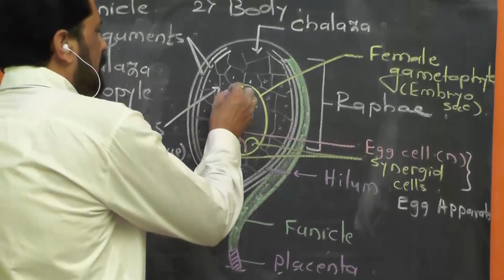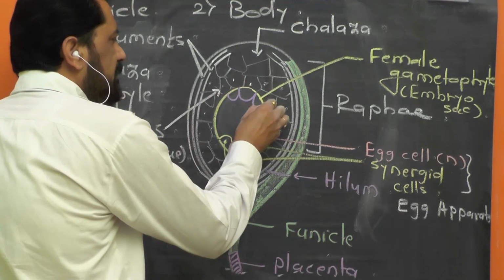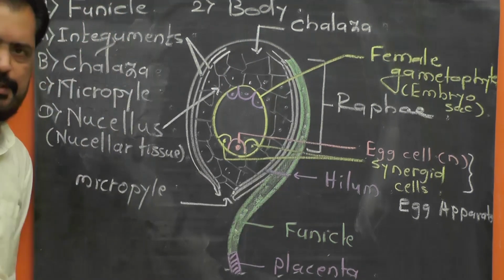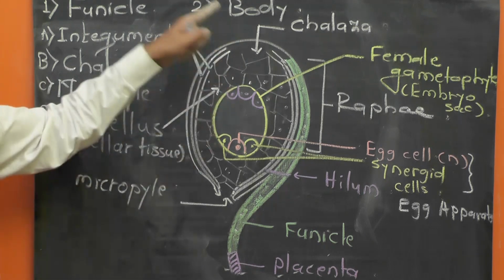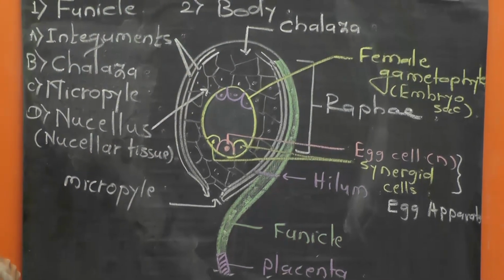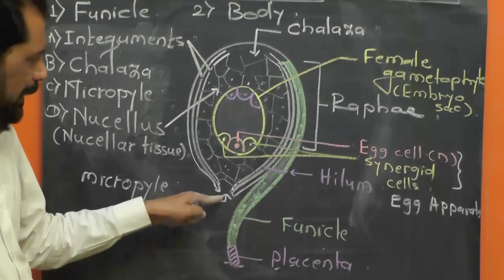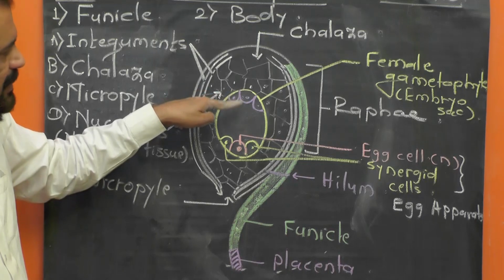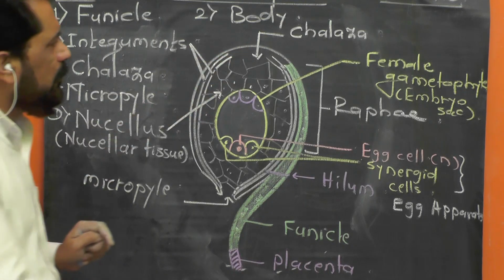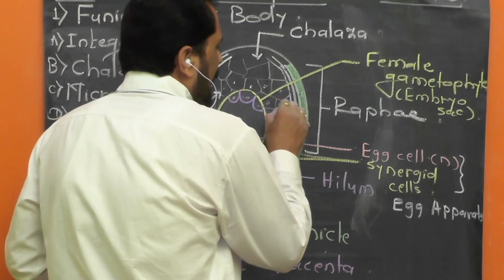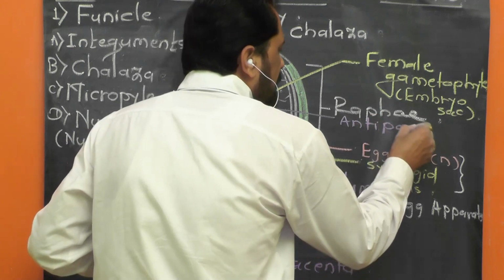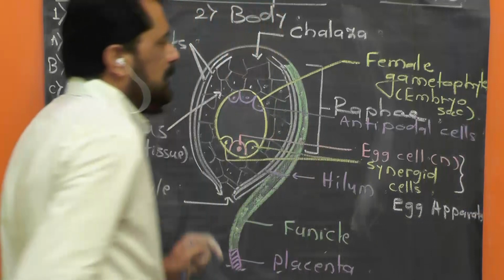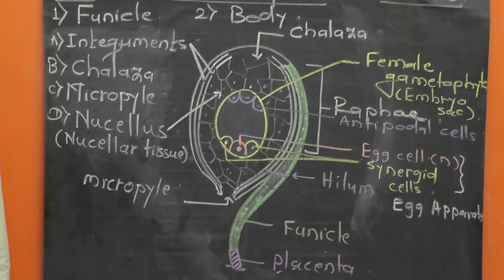Also there is a presence of three cells, three haploid cells, a group of three haploid cells towards the chalazal end, that is towards the chalaza, the opposite pole. Look, the egg apparatus is present towards the micropylar end, while these three haploid cells are present towards the chalaza. These three haploid cells are called antipodal cells. Actually, these antipodal cells have no special role. After the process of fertilization, the antipodal cells degenerate.